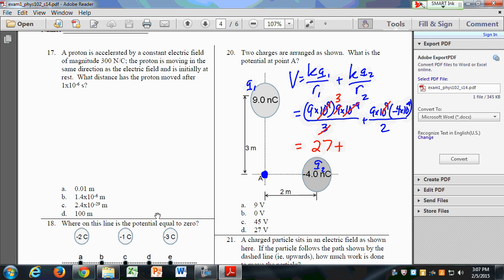Over here, the 10 to the 9th, 10 to the minus 9 go away, and this 2 cancels out with one of these 2, and I'm left with negative 18, and so that's 9 volts. So the answer is 9 volts. You'll certainly have a problem like that where you have to calculate the potential due to a collection of charges. It'll be 2 charges, maybe 3 charges, but definitely not more than 3 charges.